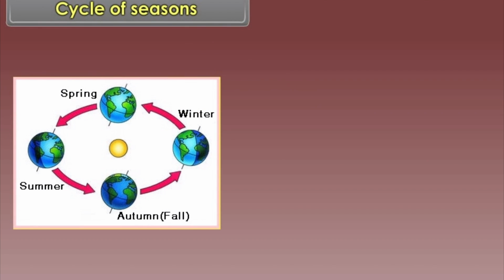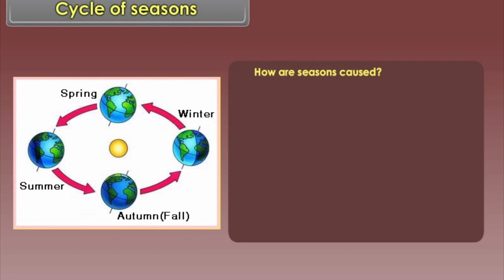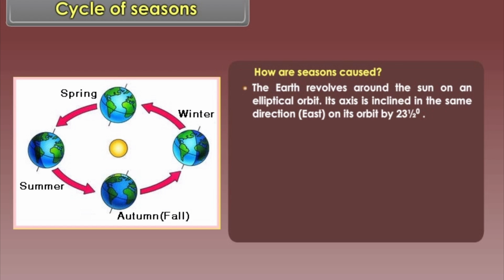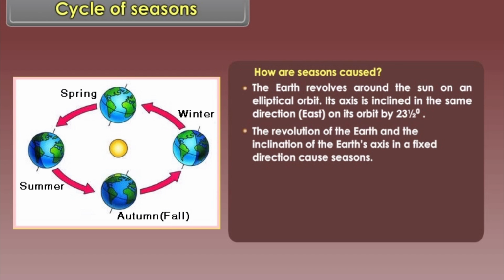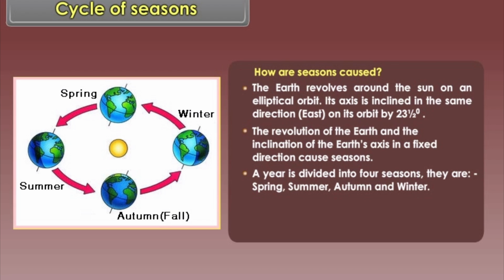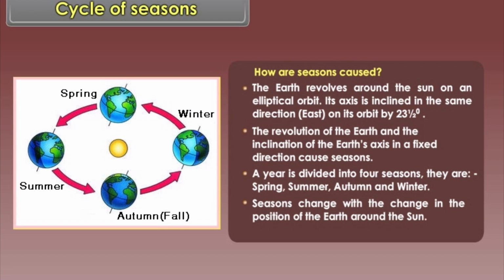Cycle of seasons. How are seasons caused? The earth revolves around the sun on an elliptical orbit. Its axis is inclined in the same direction east on its orbit by 23.5 degrees. The revolution of the earth and the inclination of the earth's axis in a fixed direction cause seasons. A year is divided into 4 seasons. They are spring, summer, autumn and winter. Seasons change with the change in the position of the earth around the sun.